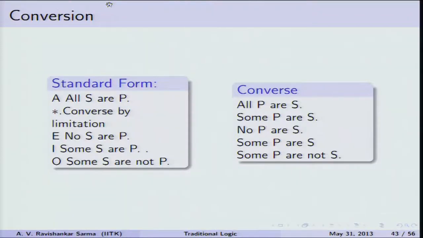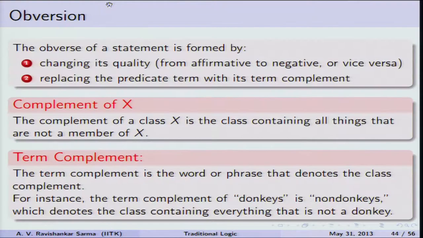This is what we have in the standard form: all S are P, no S are P and some S are P, and these are converted like this. All S are P is different from all P are S, that is why it cannot be reduced to all P are S. Some S are P is converted into some P are S, which is the same thing. In the same way, some S are not P would be converted into some P are not S, which is totally different from some S are not P. So conversion applies only to E and I propositions.